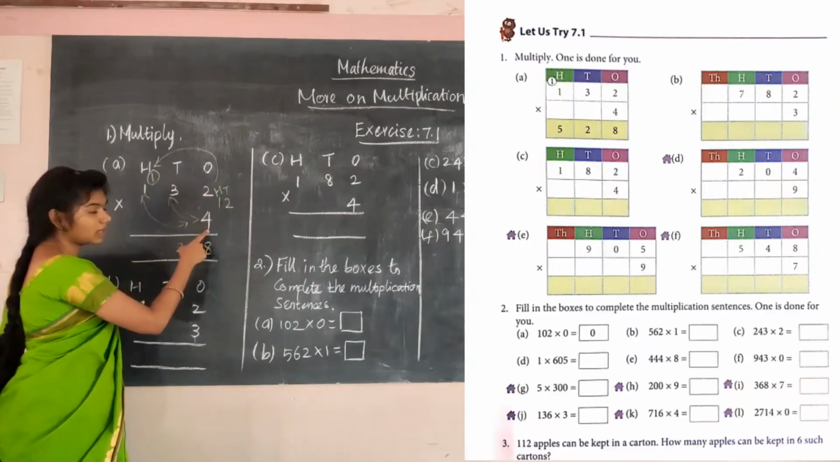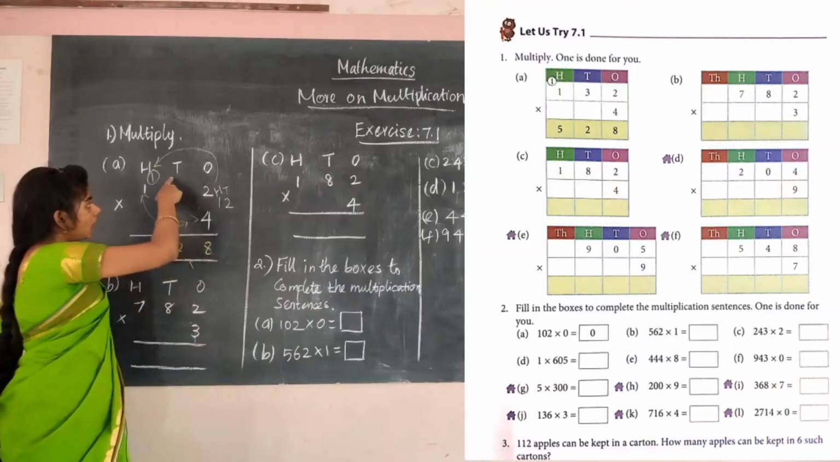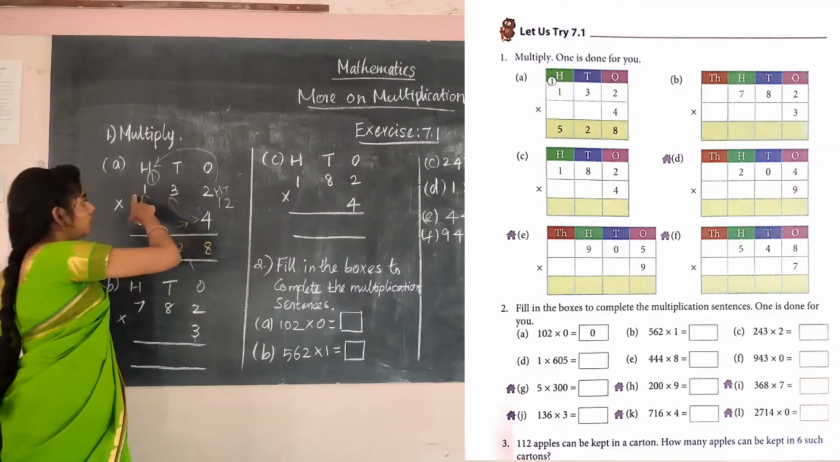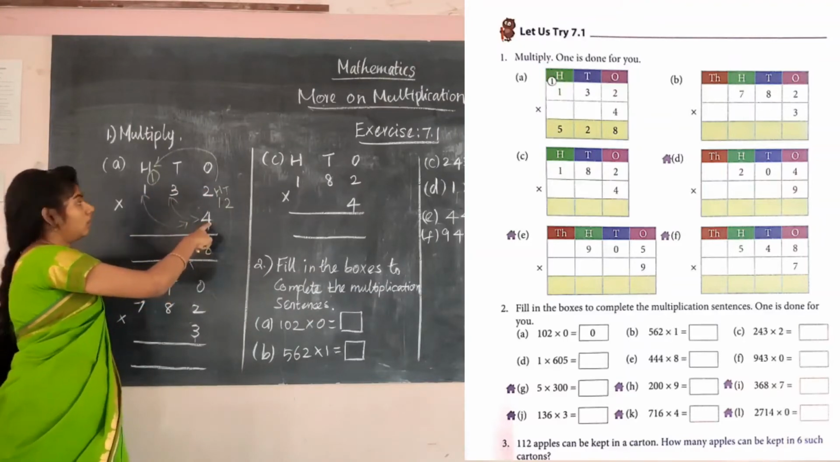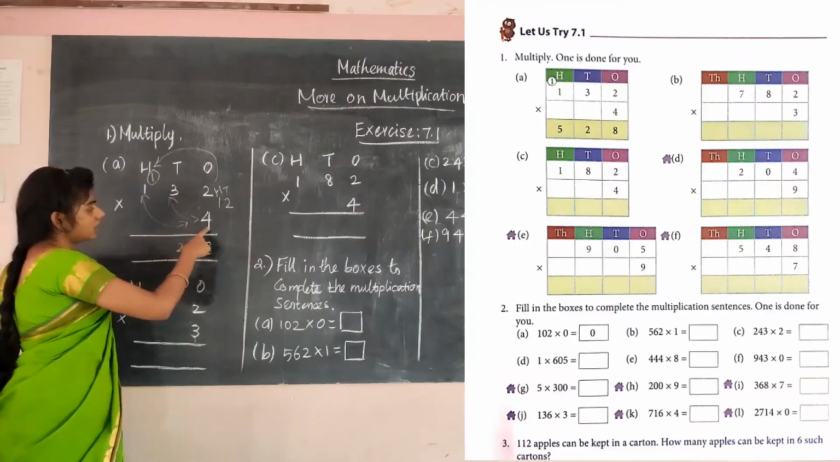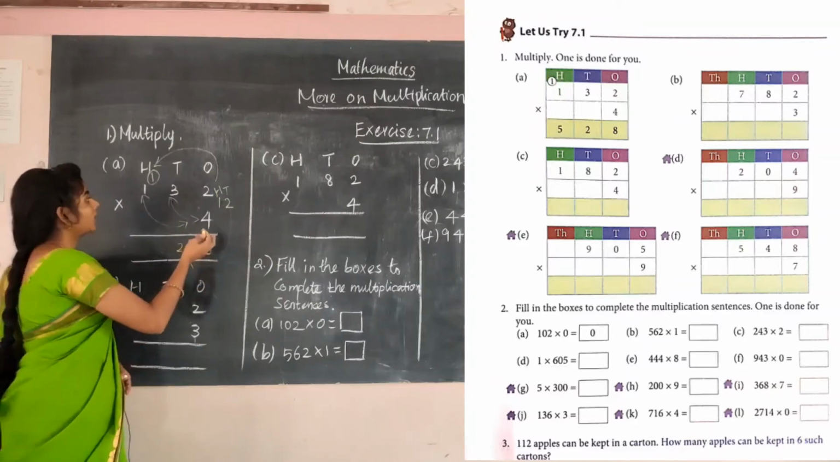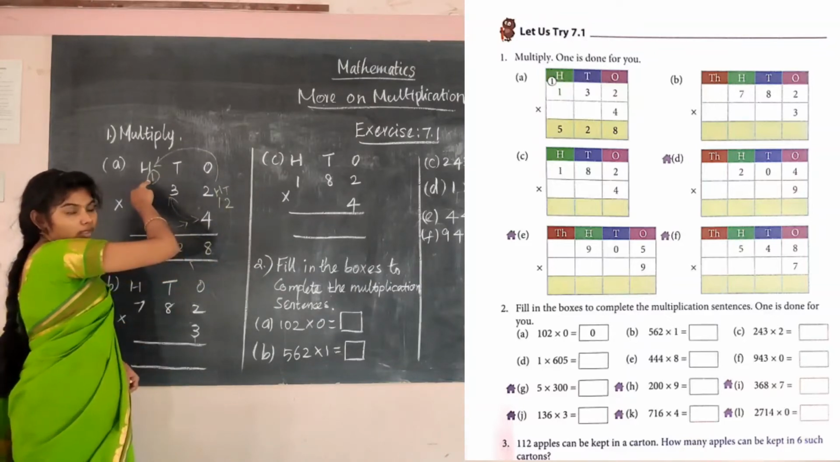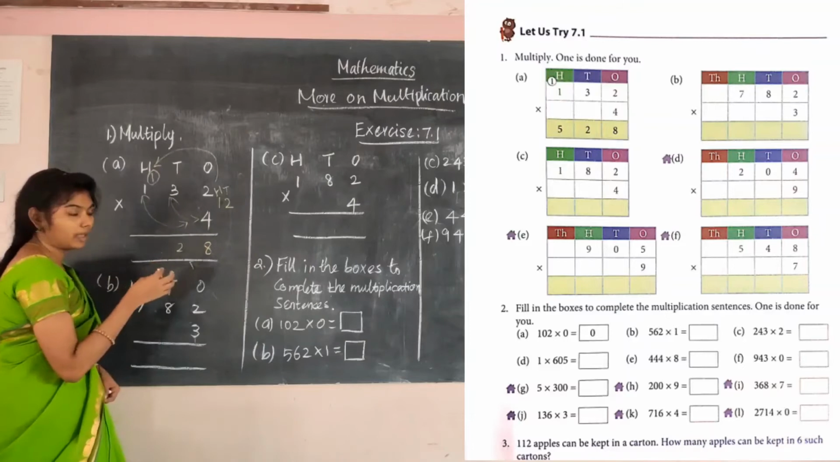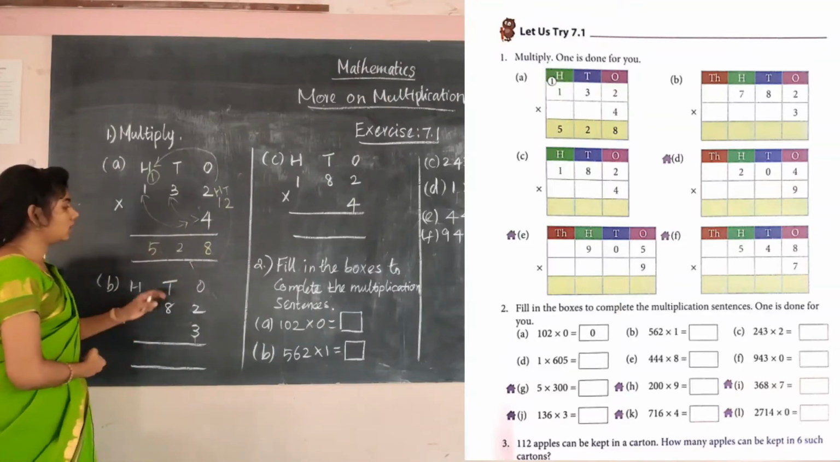First we have to multiply the number in the ones place, and then the tens by the ones, and then the hundreds by the ones place number. So multiply the hundreds place and the ones place number. 1 times 4 is 4, and then you have to add this number with that. 4 plus 1 is 5. So the answer is 528.